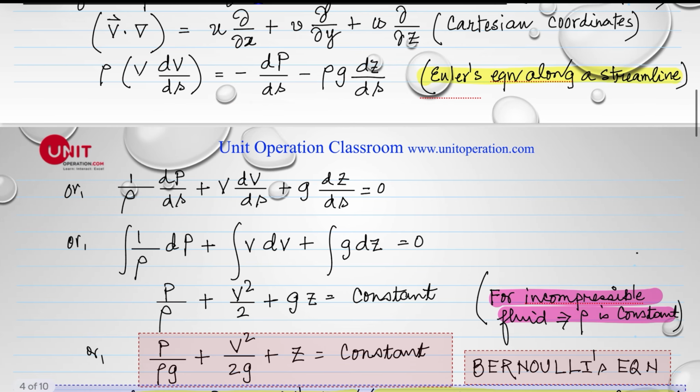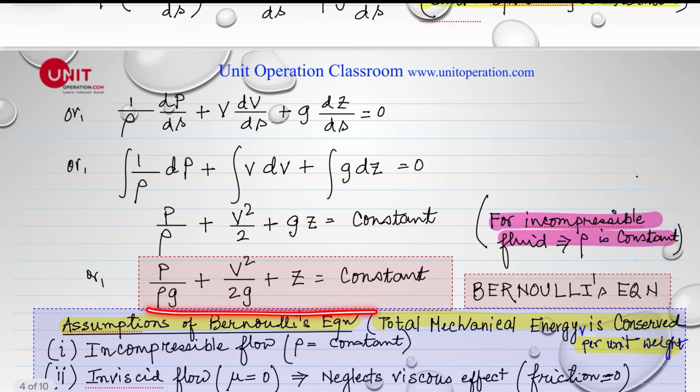Next is just some algebraic manipulation here. We divide both sides by rho, and we take this one on this side, so 1 by rho dP by ds plus V dV over ds, which is right here, plus g dz over ds right here, is equal to 0. And we integrate it along the streamline. So this becomes P over rho plus V square over 2 plus gz is equal to constant. So this is basically called the Bernoulli's equation.